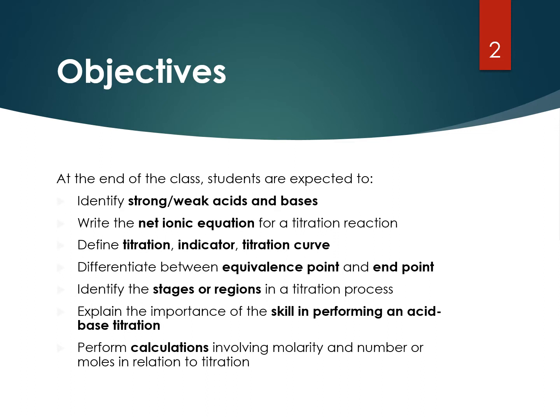So for today, these are our objectives. We will identify strong and weak acids and bases, and write the net ionic equation for a titration reaction. We'll define some terms related to titration, differentiate between equivalence point and endpoint, and identify the stages or regions in a titration process. And also explain the importance of the skill in performing an acid-base titration, and perform calculations involving molarity and number of moles in relation to titration.